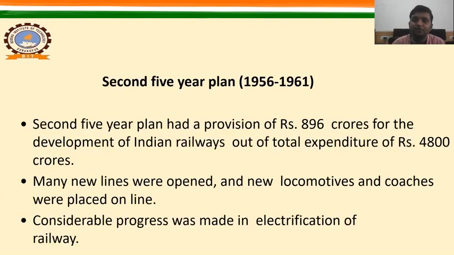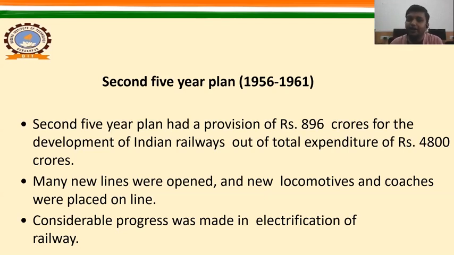Now coming to the second 5-year plan, which was spanning between 1956 and 1961. The second 5-year plan had a provision of 896 crore. In the previous plan we looked at, it was 257 crore. Now it was increased to 896 crore for the development of Indian railways out of a total expenditure of 4,800 crores. Many new lines were opened and many new locomotives and coaches were placed online. The industry was boosting very significantly in this phase.